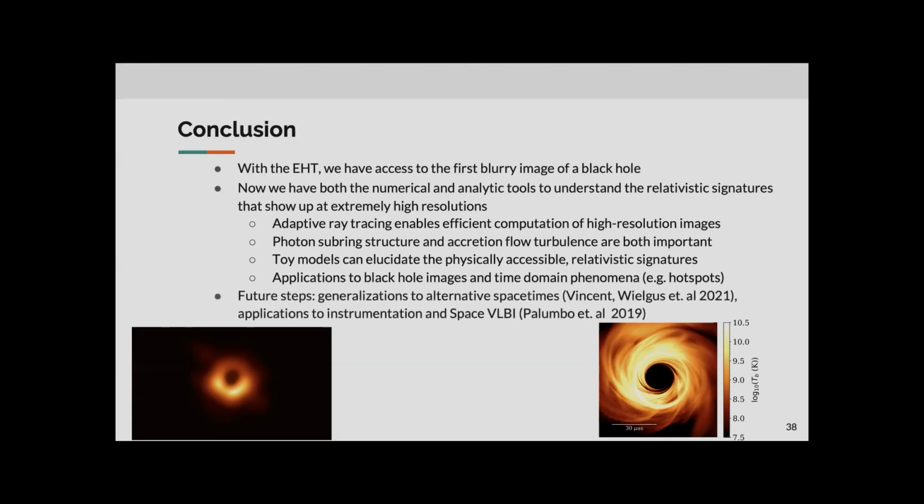And in the future, there are a number of directions we can go from here. So we might, for example, generalize the work here to include alternative spacetimes that go beyond just the Kerr metric. And we might additionally include applications to instrumentation and space VLBI so that we can better develop missions and better develop instrumentation to be able to see things like the photon ring in the future.